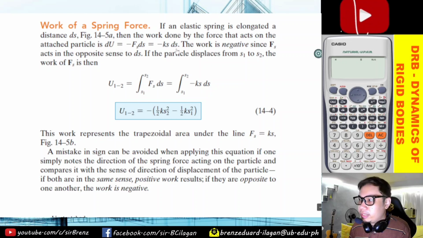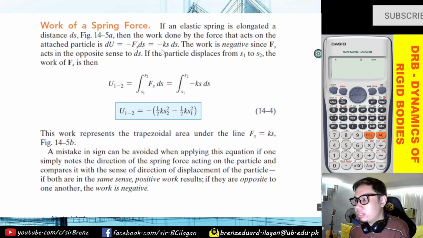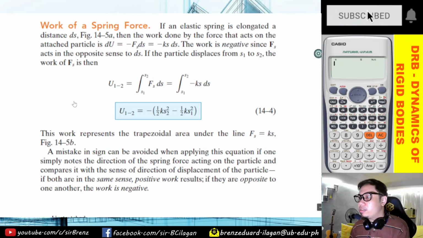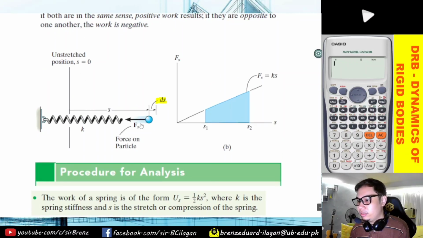So, then the work done by the force that acts on the attached particle is dU equals negative Fs ds, where yung Fs mo, or the force produced by the spring, is equal to negative K multiplied by s. Ano ba yung K natin dito? So guys, yung K is the spring constant. Okay, so that is in a unit of force over distance. So to get the force, i-multiply mo lang siya ng distance, s. Ayan. Okay?